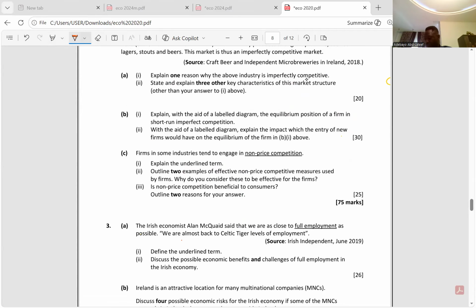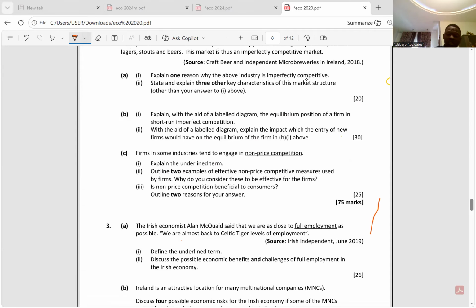So here they said, firms in some industries tend to engage in non-price competition. Explain the underlying term. That means explain what is non-price competition. Non-price competition implies a situation whereby firms compete without using price. So it is non-price competition because firms in this market compete without using what? Without using price to compete. That is non-price competition. That's 1C. Now we have, identify two examples of effective non-price competitive measures used by firms. Why do you consider these to be effective for the firms?